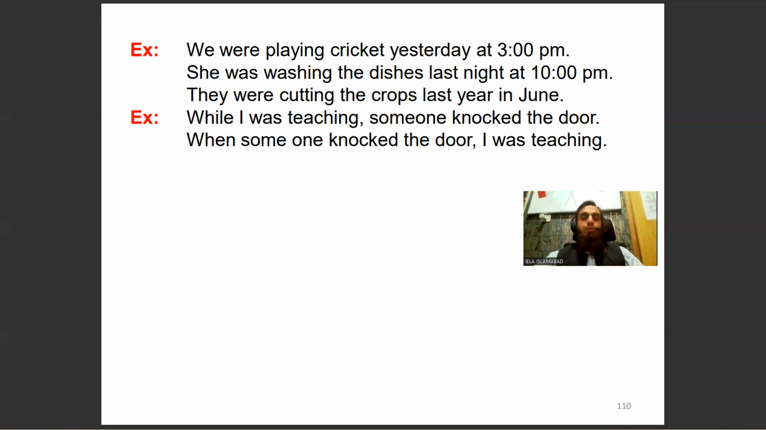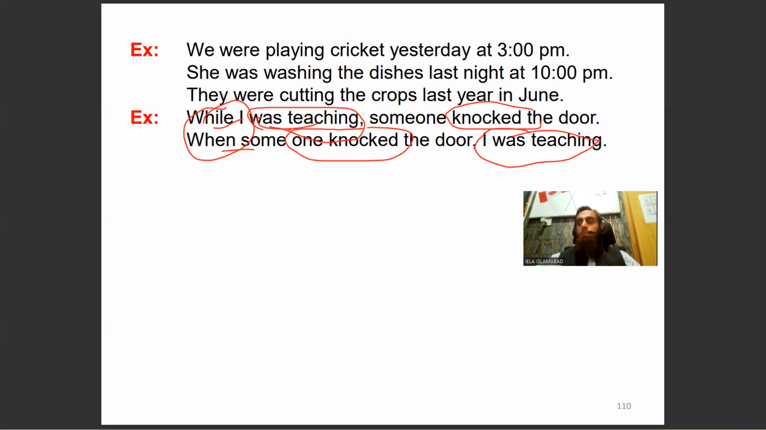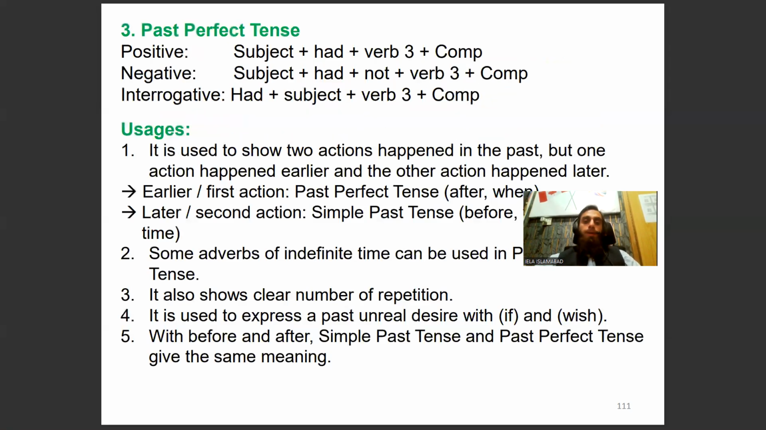Great. Okay. So this is how we can make sentences with while and when. With while and when, one part is in the present continuous, sorry, past continuous, another is in the past indefinite, past simple. One is in the past simple, another is in the past continuous. Okay. Now, yes, let's see the next one.